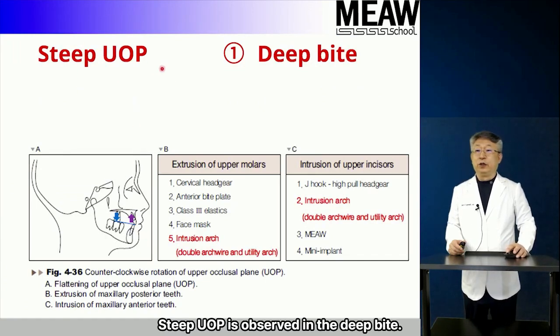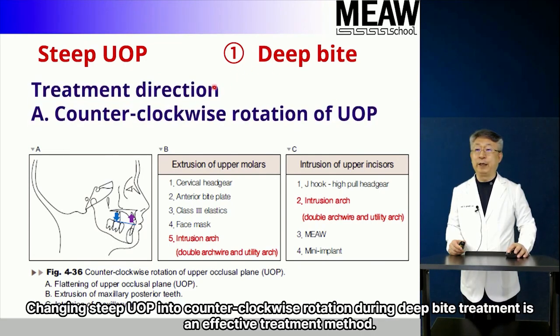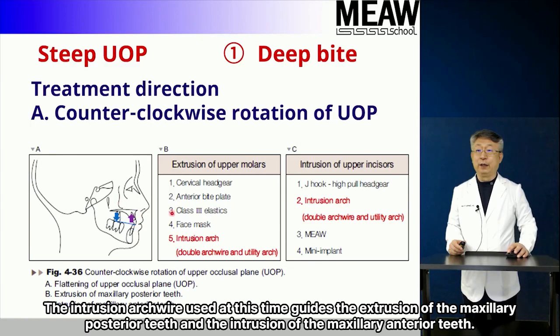Steep UOP is observed in the deep bite. Changing steep UOP into counterclockwise rotation during deep bite treatment is an effective treatment method. When the UOP is rotated counterclockwise, the maxillary posterior teeth are extruded and the maxillary anterior teeth can be intruded. The intrusion archwire used at this time guides the extrusion of the maxillary posterior teeth and the intrusion of the maxillary anterior teeth.